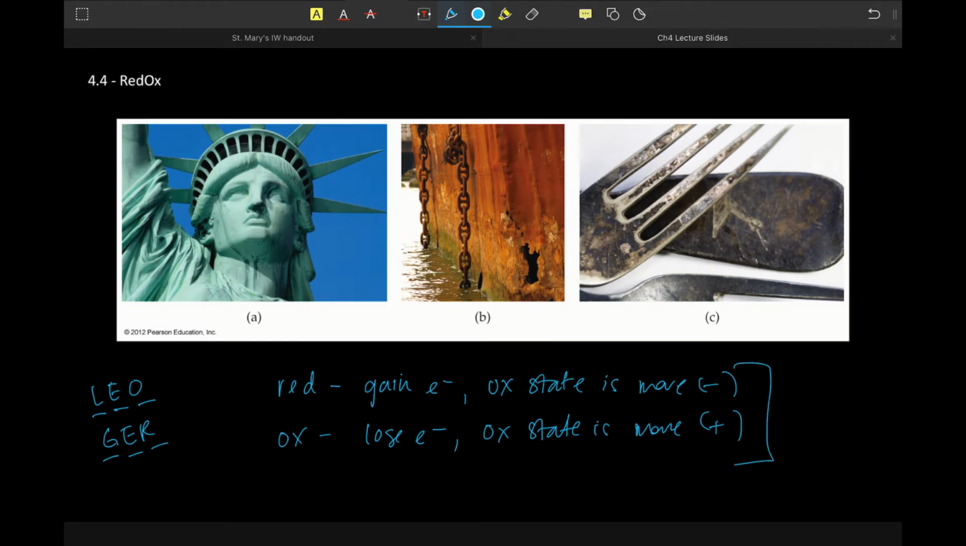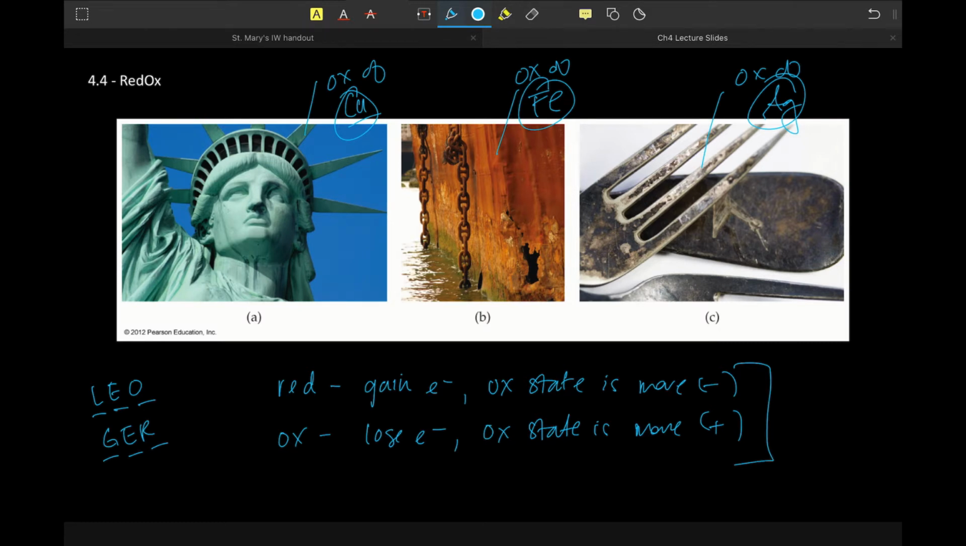Okay, and then your book gives you some examples. Here we have the oxidation of copper, here we have the oxidation of mostly iron, and here we have the oxidation of silver. When we think about the oxidation of all of these, note that we are starting from the actual metal itself, the pure metal, which has an oxidation state of 0. Things in their elemental states have oxidation states of 0.